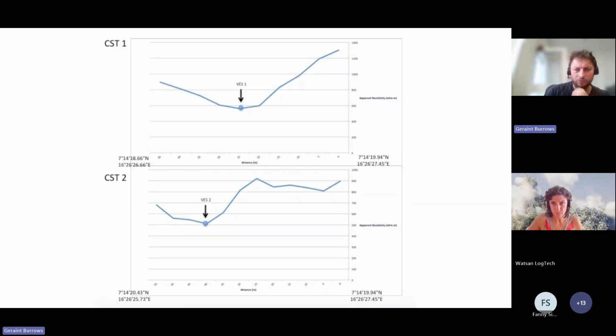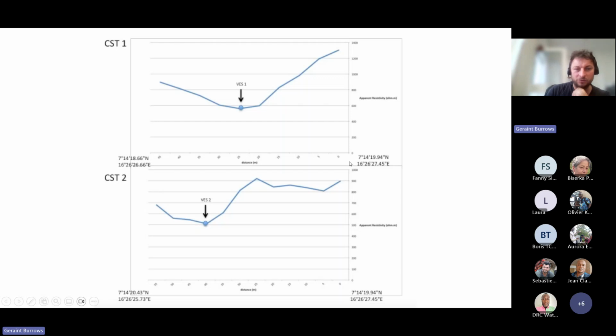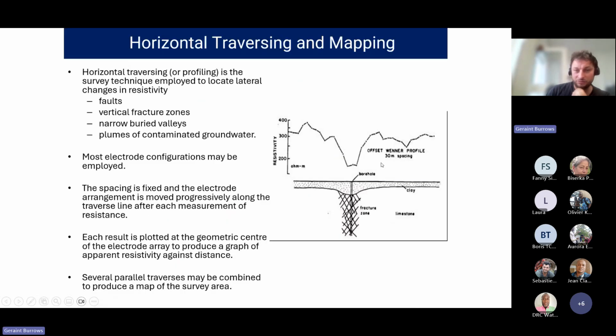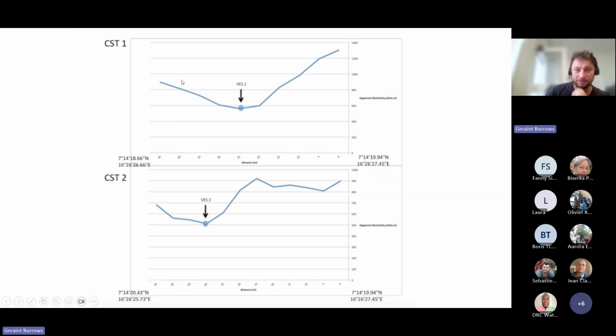Here's a couple of examples. As you're doing the constant separation traverse, you can literally plot the readings encountered there and then on your computer, or even on a piece of graph paper, in order to decide where you might want to do a vertical electrical sounding. Taking into account this kind of picture, in this particular case, this traverse has been going along. It's reached a minimum resistivity at this point, and then the resistivity is increasing again. So you would consider doing a vertical electrical sounding at this point.